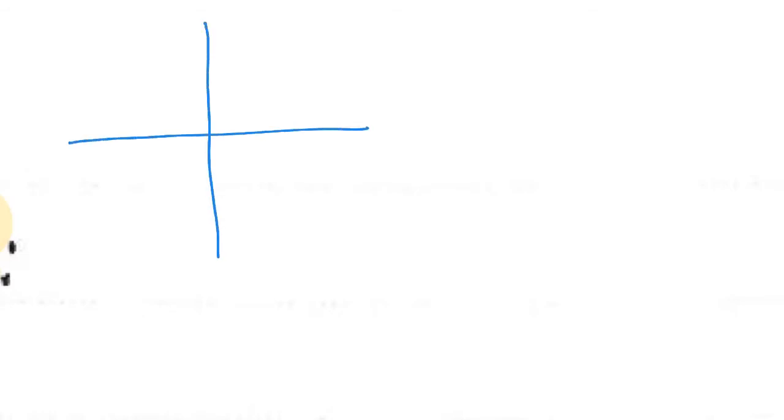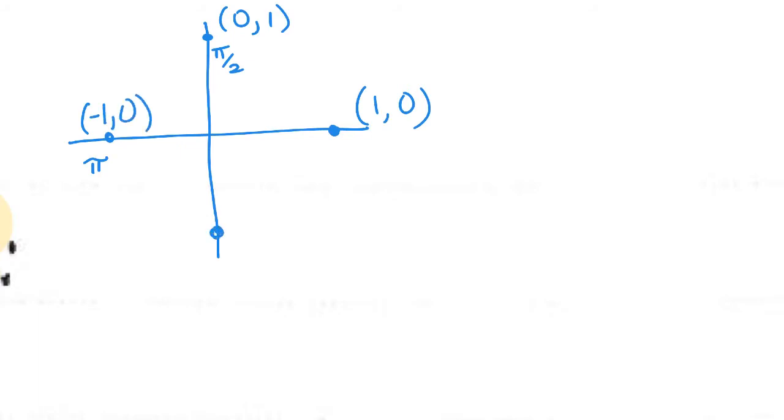The first thing I'm going to do is let's just write a reminder of the unit circle. So I am going to draw it right here. And remember at 0, 2 pi, this point is 1, 0. At pi over 2, this point is 0, 1. At pi, this point is negative 1, 0. And at 3 pi over 2, this point is 0, negative 1.